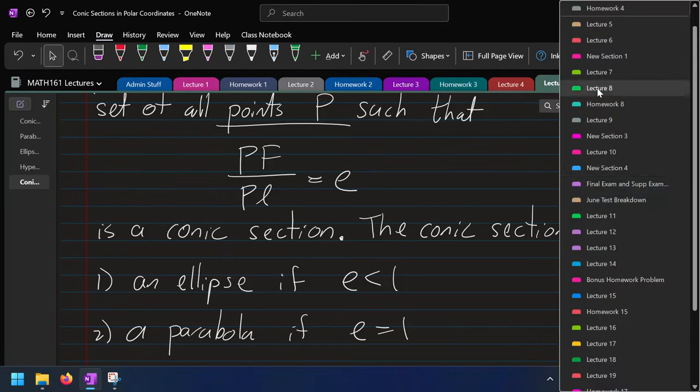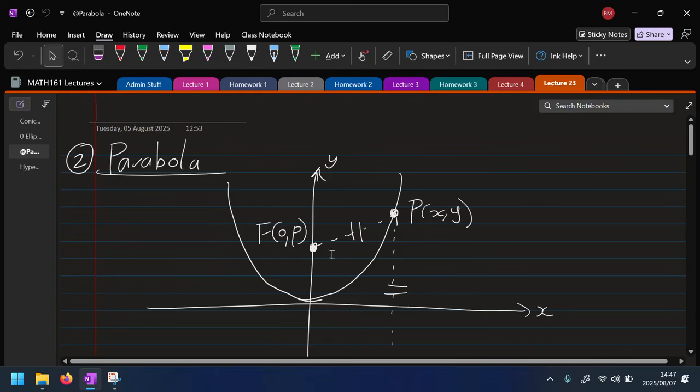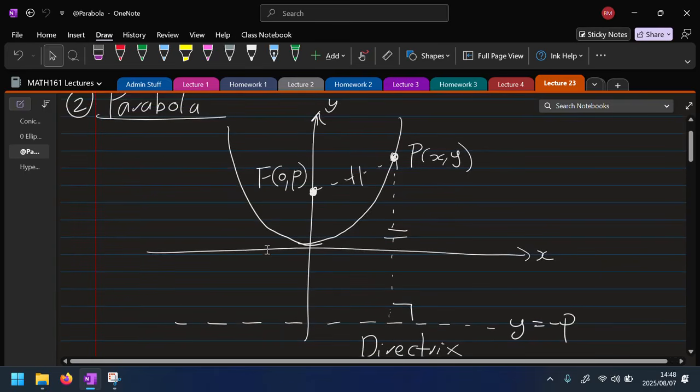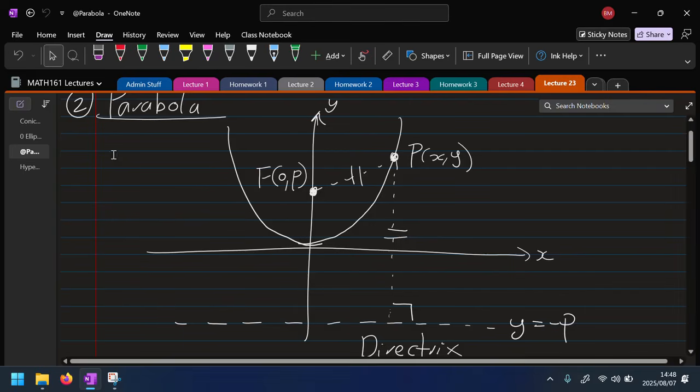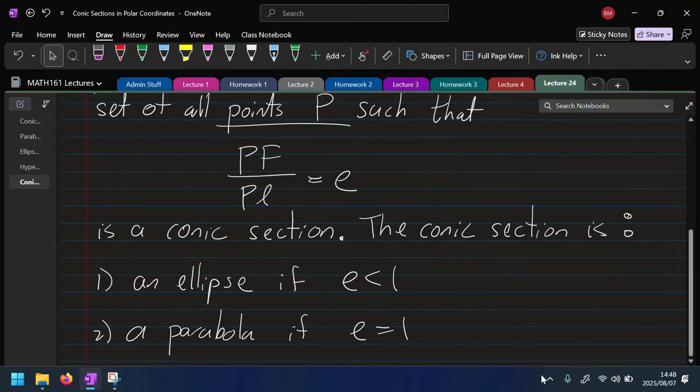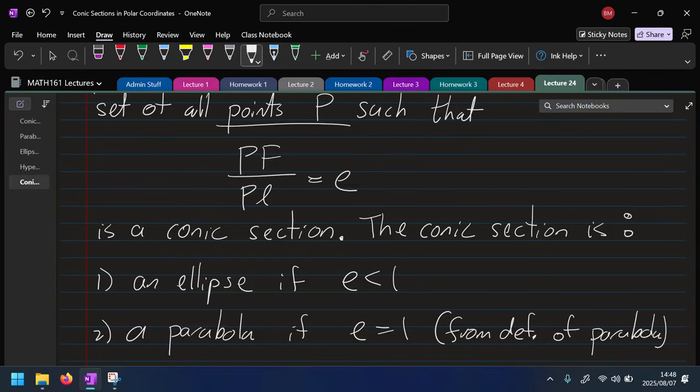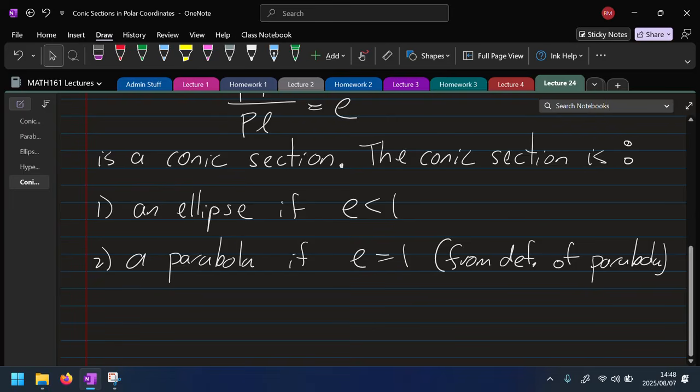So if we go back to the previous lecture, the distance from F to P, that was the top part of our numerator, divided by the distance from P to the directrix line, that was E. But FP and P down to the directrix line, by definition, for a parabola, those are equal. So for a parabola, E is 1. This is just from the definition. And if E is greater than 1, you could probably guess what that's going to be. That will be a hyperbola.